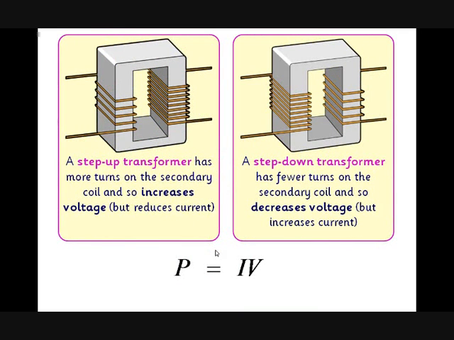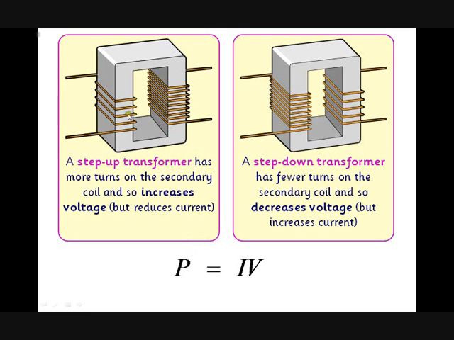Okay, so let's just look at exactly what's happening. A step-up transformer, this is the idea of a step-up and a step-down. A step-up increases the voltage, a step-down decreases the voltage. But from the equation in Year 12, power equals current times voltage, this isn't a magic power creation machine. The power has to remain constant, so we can't create power. We might lose a little bit of power, but we certainly can't create it.